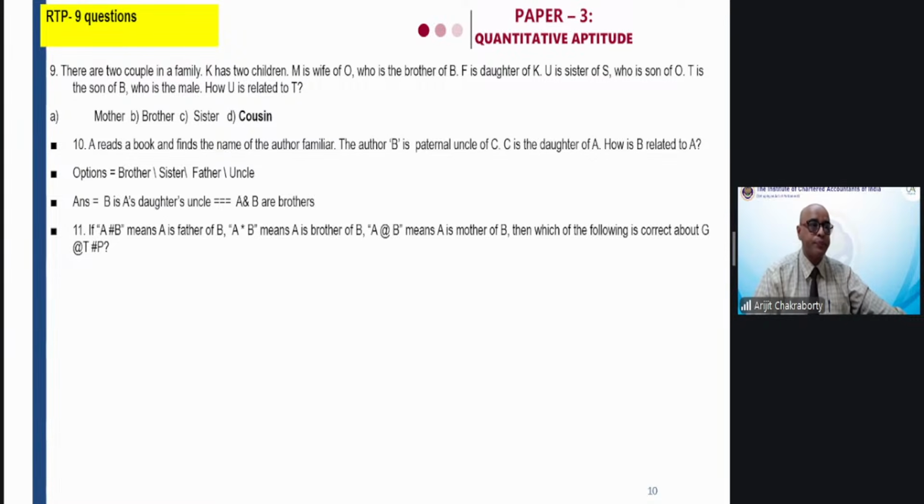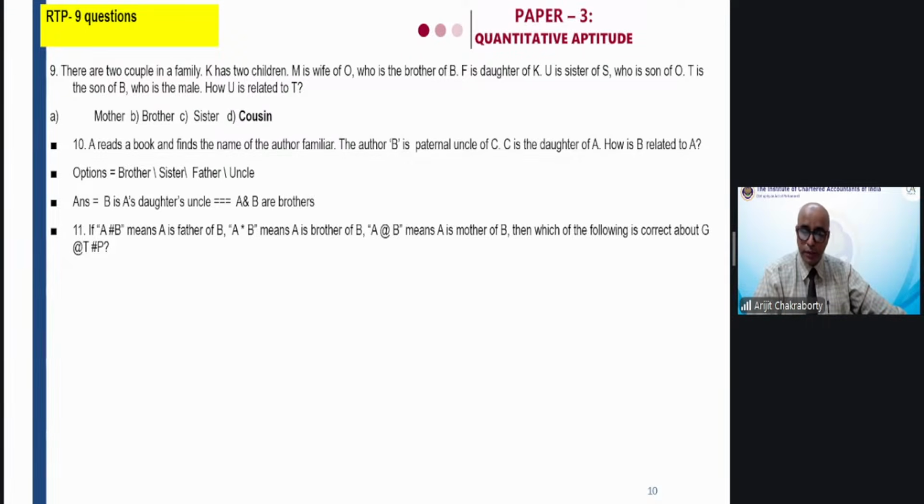Who is it? B is. The author is B. B is basically the uncle of C. C is the daughter of A. That means we already saw C's father's brother is B, and now it is given C is the daughter of A. C is female, and we are getting A as one of the parents, the father.